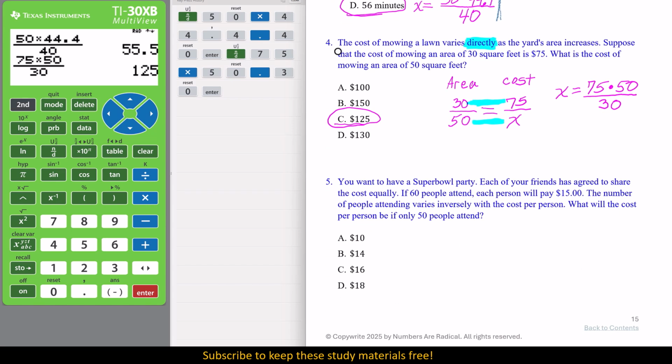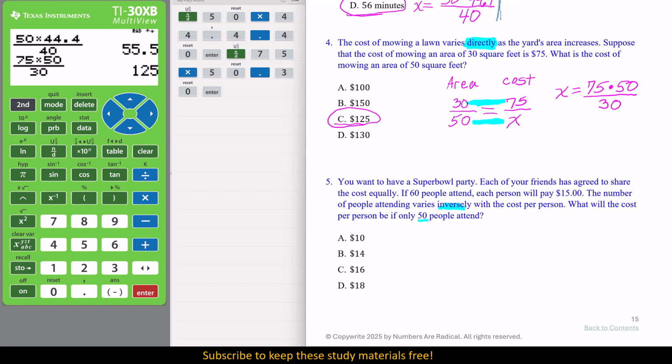Yes, all right. You want to have a Super Bowl party. Each of your friends has agreed to share the cost equally. If 60 people attend, each person will pay $15. The number of people attending varies inversely with the cost per person. What will the cost per person be if only 50 people attend?